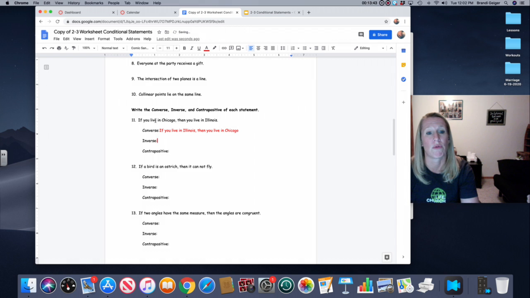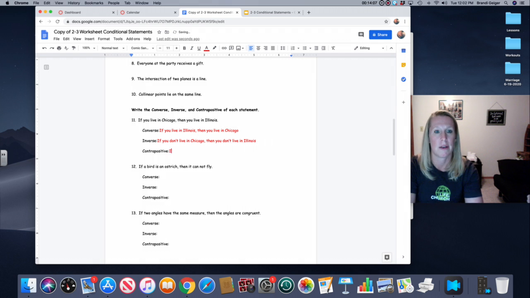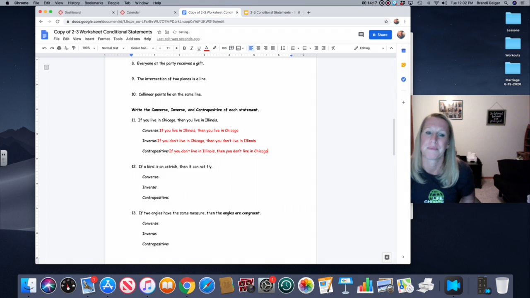Inverse goes back to the original statement and adds the nots. If you don't live in Chicago, then you don't live in Illinois. And then the contrapositive goes with the converse. Notice CON and CON. Contrapositive negates the converse. If you don't live in Illinois, then you don't live in Chicago.